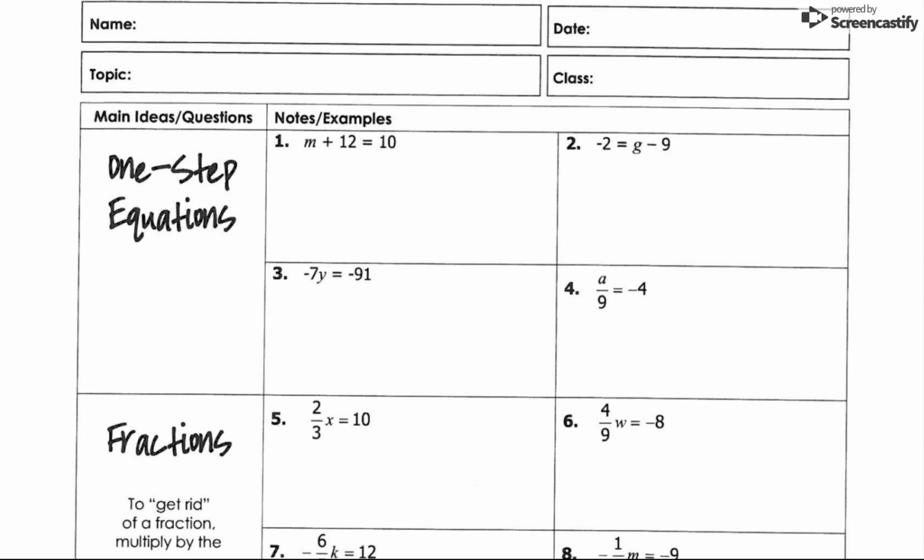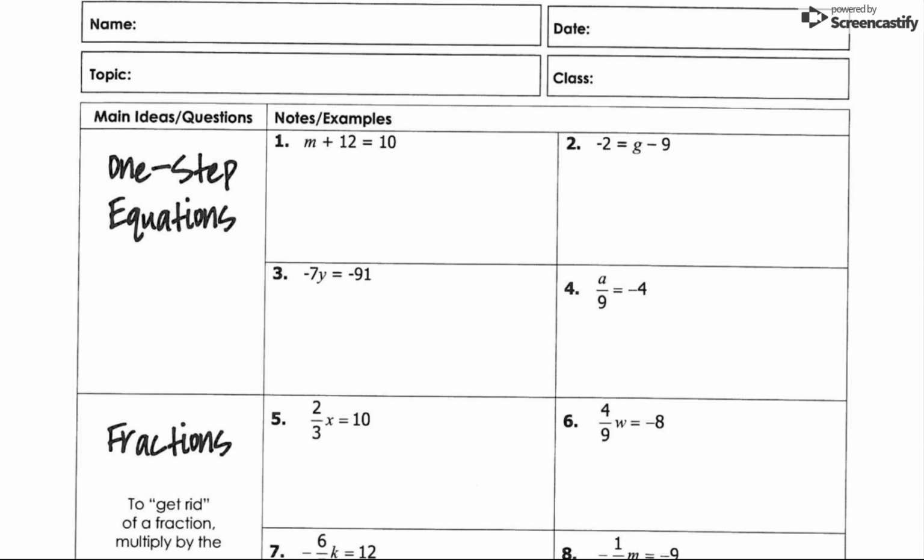So for number one, I want to isolate this variable. To get m alone, I have to get rid of this plus 12. The opposite of addition would be subtraction. So to get rid of it, I want to subtract 12. You have to do it to both sides. When you do that, 12 minus 12, they cancel. I'm just left with m. And then 10 minus 12 is negative 2. And then once the variable's alone, you're done.